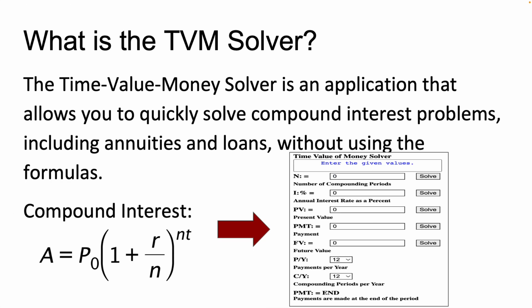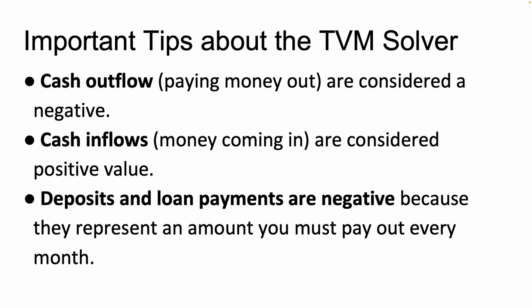The TVM solver, or time value of money solver, is an application that allows you to quickly solve compound interest problems, including annuities and loans, without using the formulas. In the video description, you'll find a link to a free time value of money solver application. I also included a link to an introductory video where I go over the TVM solver in greater detail. So if this is your first time learning how to use the TVM solver, you might want to check out that video first.